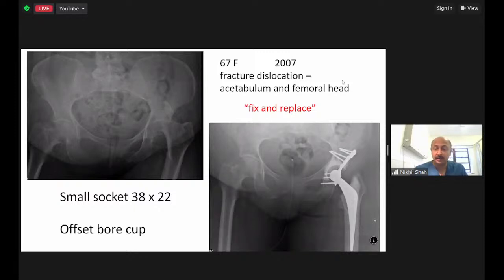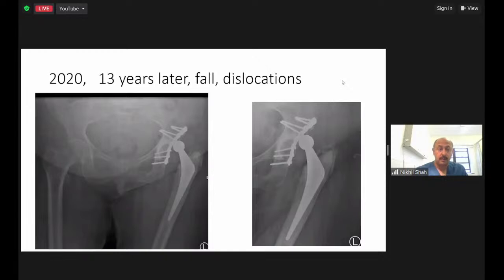And this is a very neat solution for these tiny sockets where you want to use a cemented socket. And my primary hip replacement remains a cemented total hip replacement. She was absolutely fine for 13 to 14 years, and then she started dislocating. So she developed 2 dislocations.